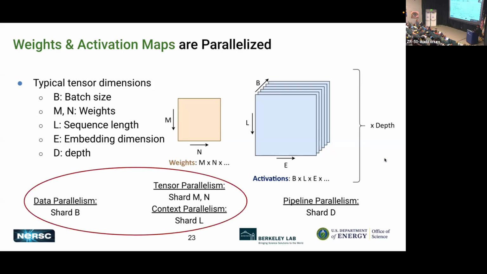Okay, so in this talk, I'm going to be focusing on data, tensor, and context parallelism, for two reasons. One is that pipeline parallelism typically doesn't help you too much, especially in scientific tasks. It's very useful in language models when your weights are really big, but in science, what usually happens is your weight matrices are not that big.